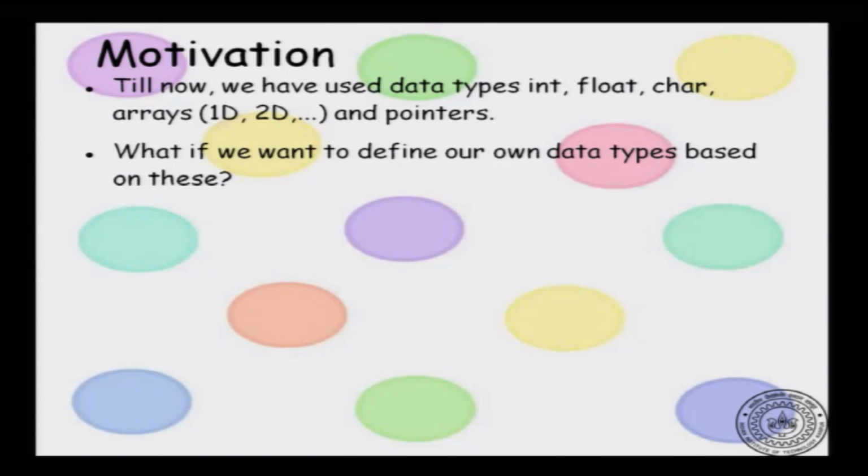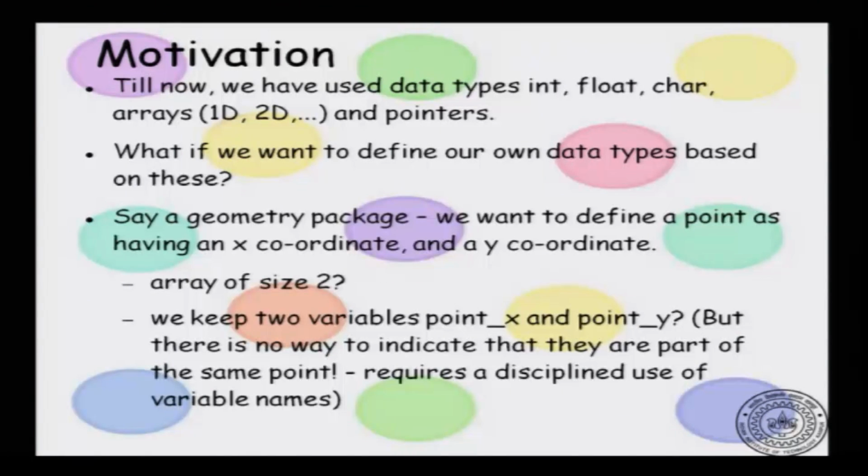Before we reach there, we will just take a look at why you would want to define such a data type. So, let us say that we are designing a geometry package and we want to define a point on the plane as having an x coordinate and a y coordinate. Now, there is an easy way to do it. If you have arrays, you could hold a point inside an array of size 2. Now, you would keep the x coordinate as the 0th element in the array and the y coordinate as the first element in the array. This is one way to do it.